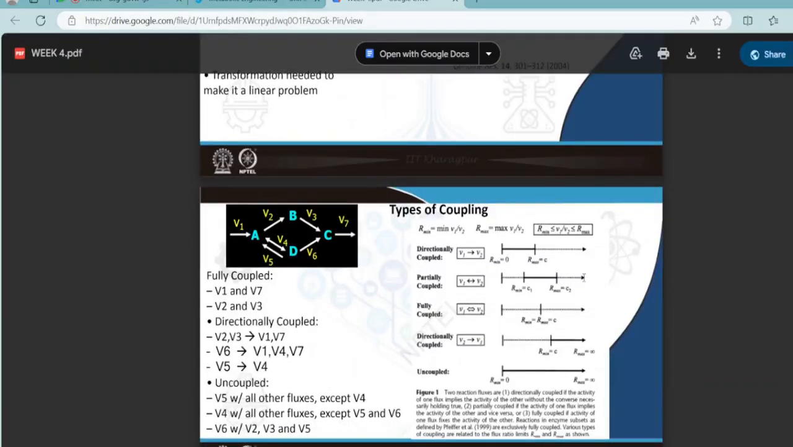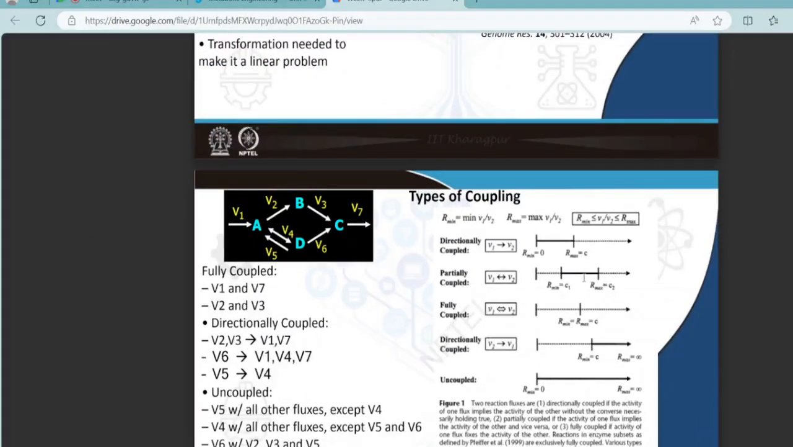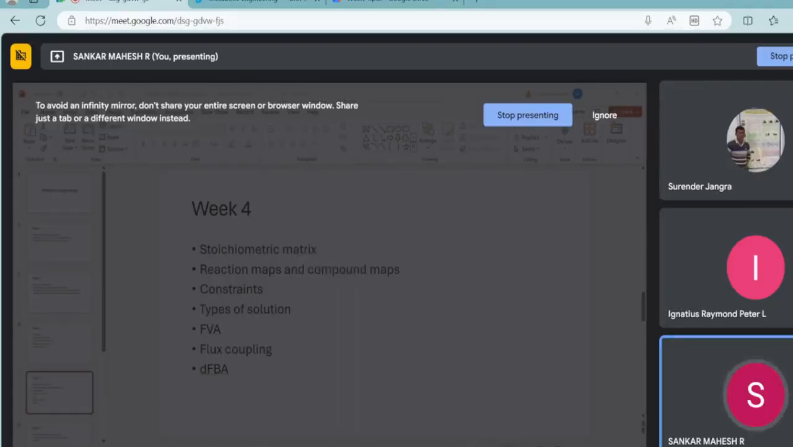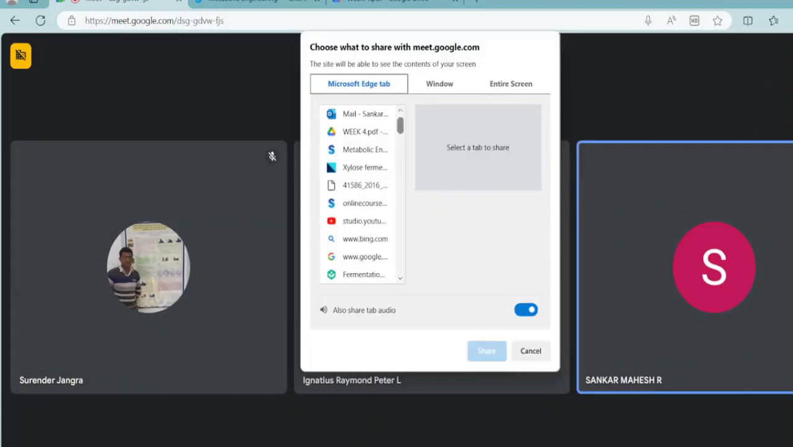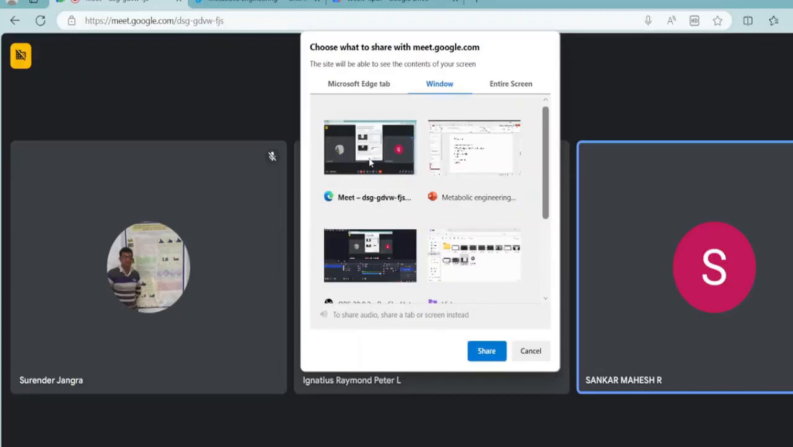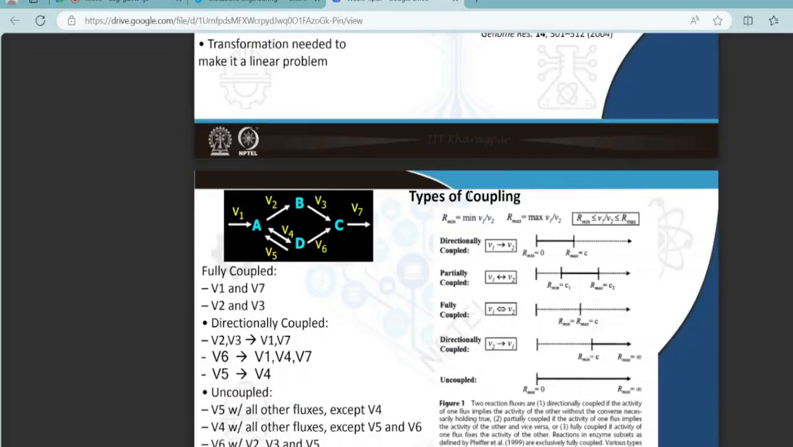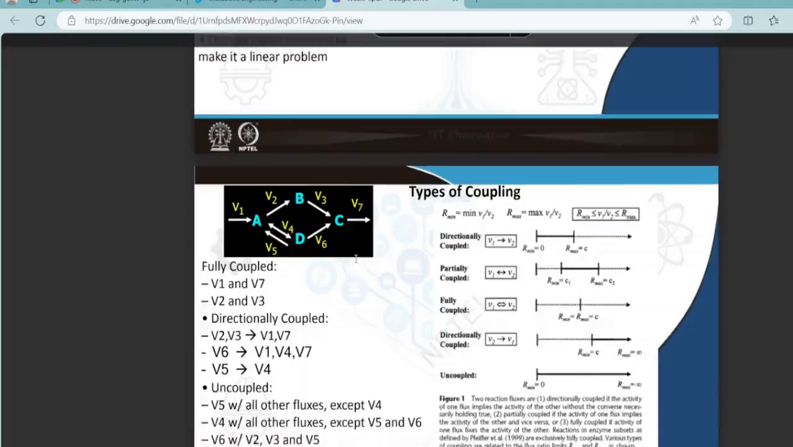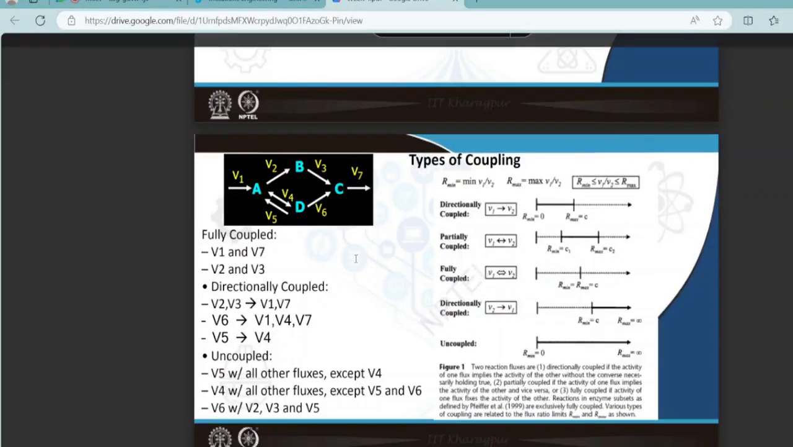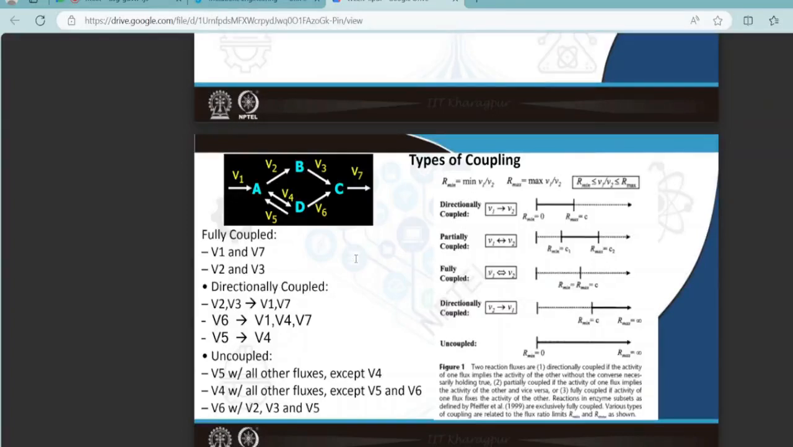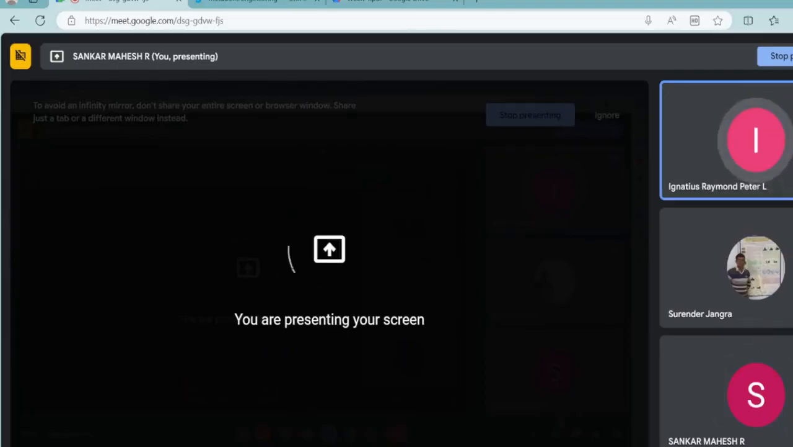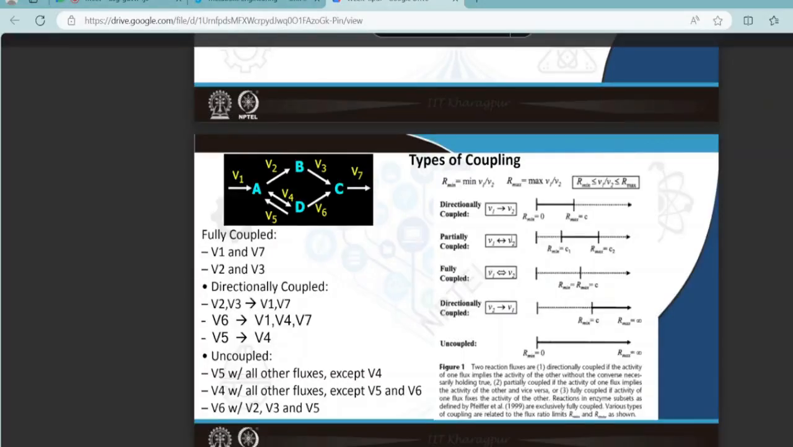So this is the slide for flux coupling. That's what we see here. My screen. Wait. Let me change it. Let me present that. Are you able to see the slides that were used for the lectures? Yes, sir, clearly. Yeah. So you can post your question. And then we'll revise this concept and try to address your doubts.